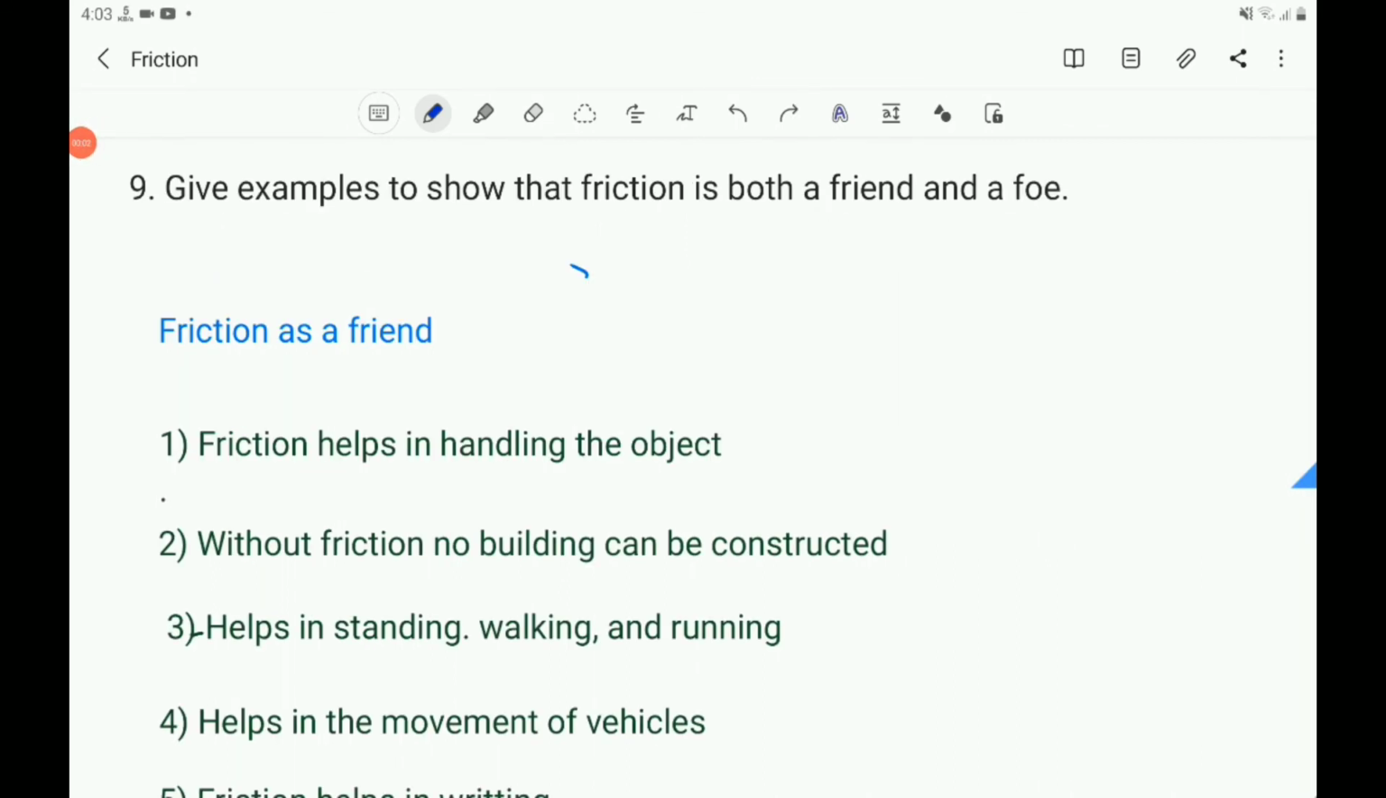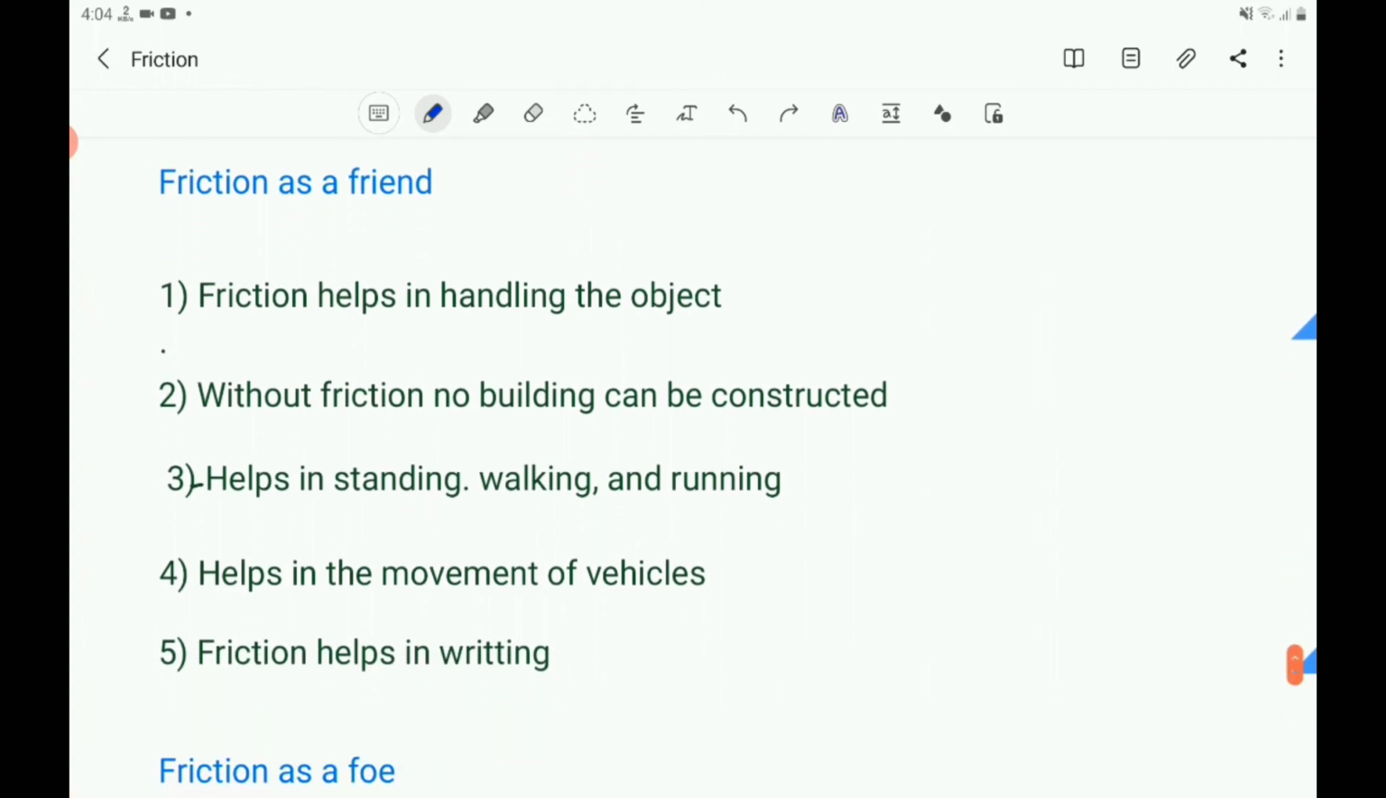Give examples to show that friction is both a friend and foe. You know that friction is having many advantages and disadvantages. Because of its advantages, friction is a friend, and because of its disadvantages, it is a foe. Now, friction as a friend. So, what are the advantages of friction? So, friction as a friend.